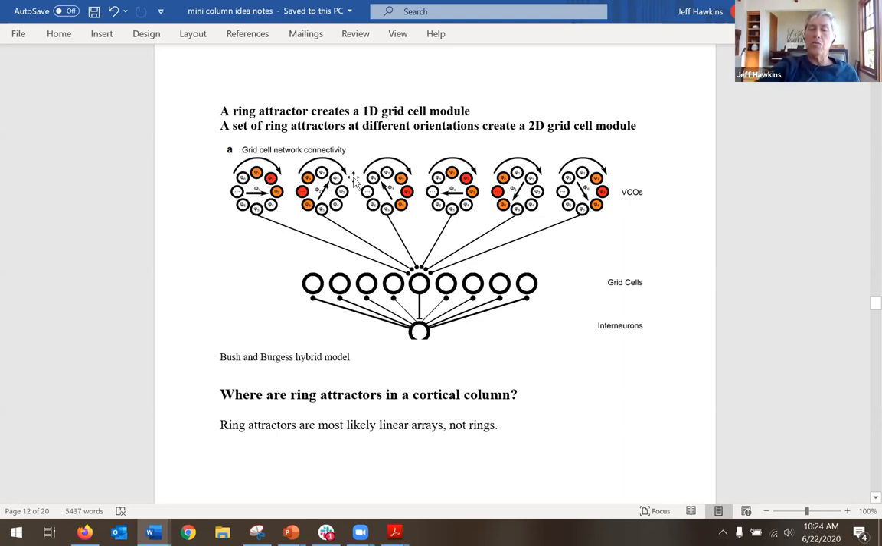But if you want a really nice one, then you should get a bunch of them. So here they're showing six of them at 60 degree angles. If you had a nice perfect thing like this, this cell was looking at these grids. These are like 1D grid cell modules. And then this cell here would basically be saying, oh, I would create a 2D grid cell. That's one 2D grid cell.